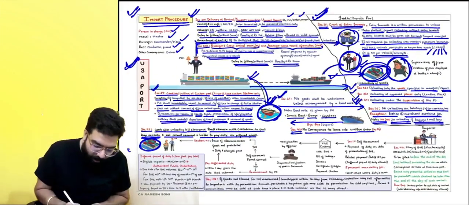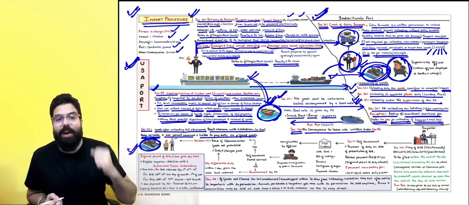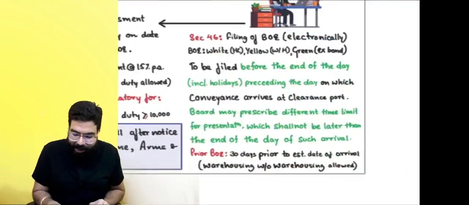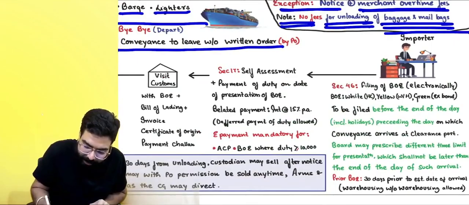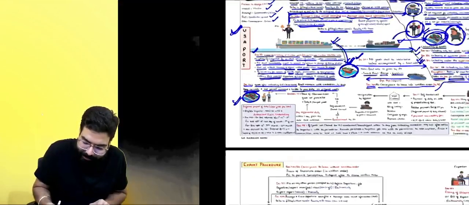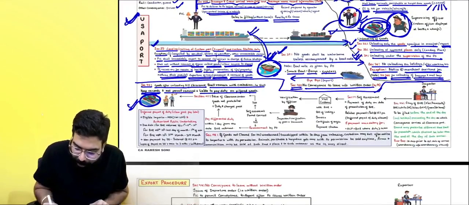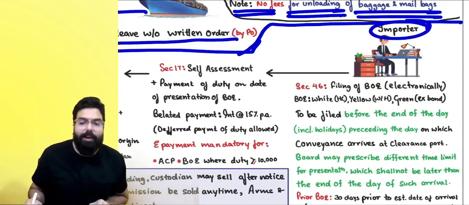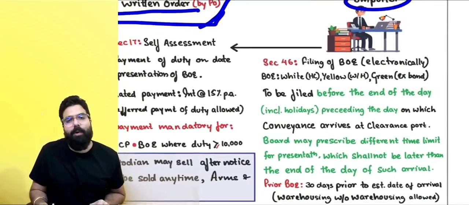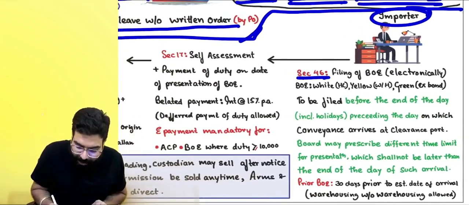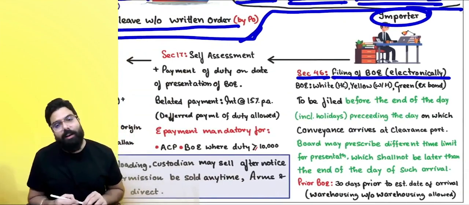Okay sir, now the goods are with the custodian. How do I clear them? You have to file a bill of entry. So here comes the second stage. What will happen now? Sir, the importer will go to the ICEGATE website online and file a bill of entry electronically.